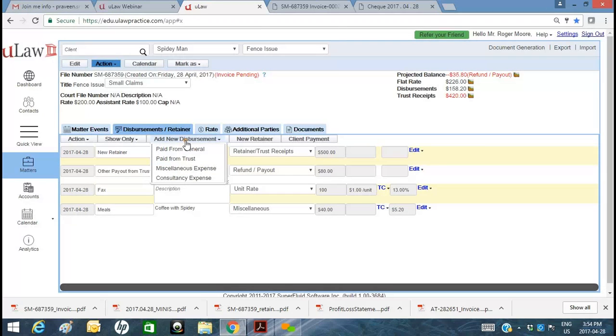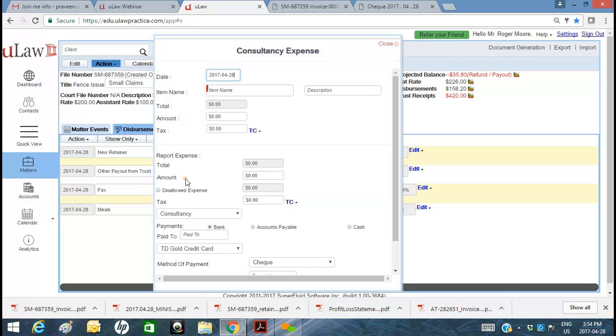We spoke about a final type of disbursement where you could actually make a profit margin at $20. Let's say there was a software and you're spreading the software cost across multiple clients. This is how you do it. And a consultancy expense would be an additional example. So let's say item name, consultancy, legal representation.